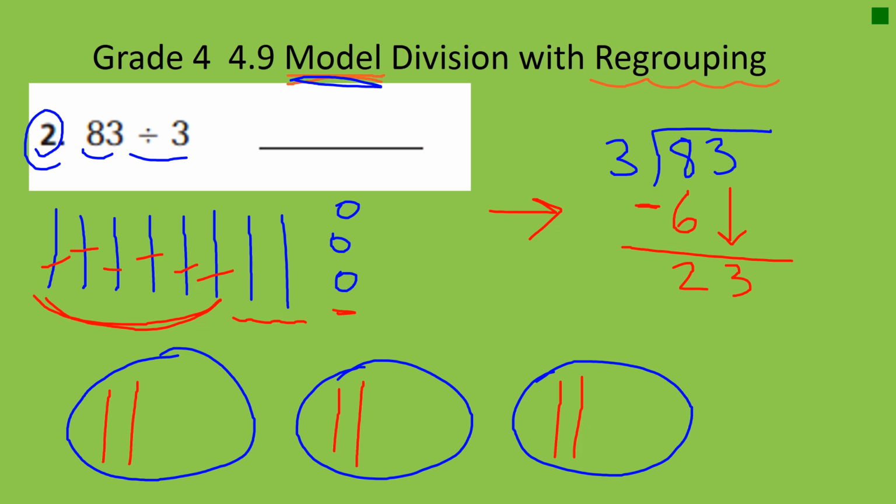All right, now we have to record up here what we have in a group. How many tens are in each group? 2 in that group, 2 in that group, 2 in that group. 2 tens in each group. Okay? So now we have those left to divide. And in order to divide them into the 3 groups, we're going to break them apart into ones.